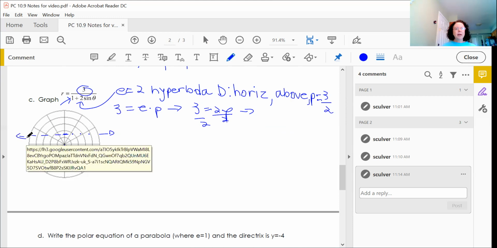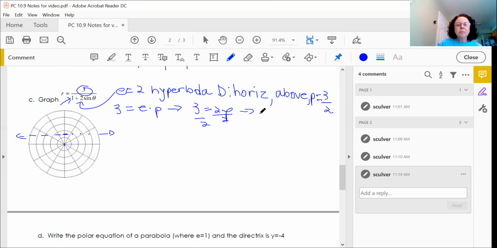As if there's an XY plane over that. Excellent. Okay, now let's go ahead and get our points going. Here's our theta and our radius. Let's do 0 radians, pi over 2, pi, and 3 pi over 2.